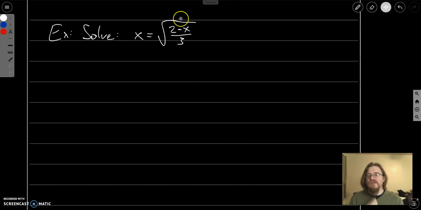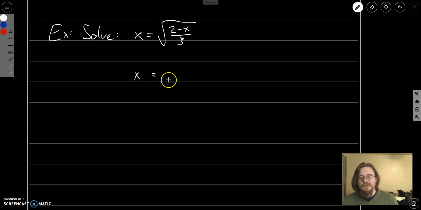And again, when we look at this, we see a square root. We think right away this is not going to be a polynomial because we've got a square root sign in here. So how can we deal with a square root sign? Well, if we don't like square roots, let's just square everything and make our lives easier. So we'll have x is going to be equal to the square root of (2 minus x) over 3.